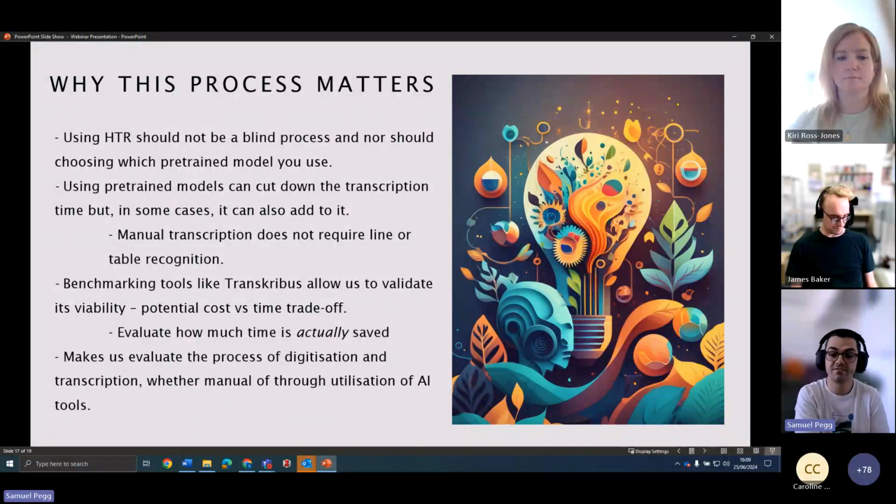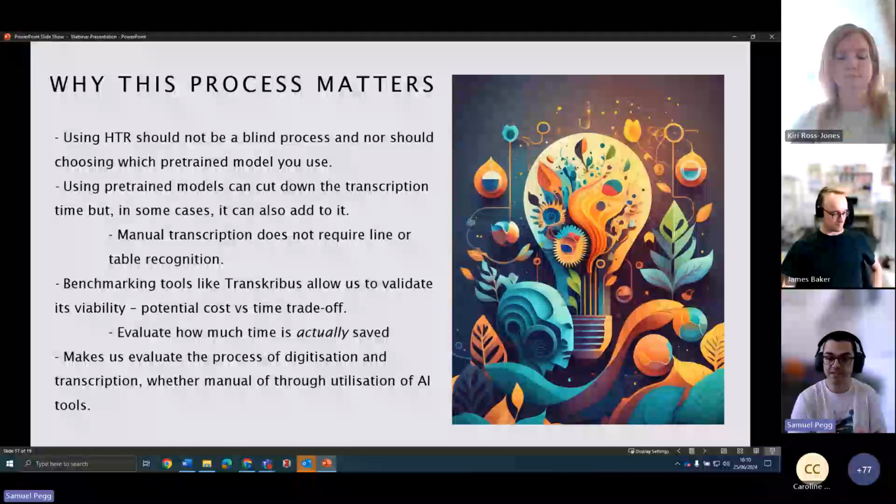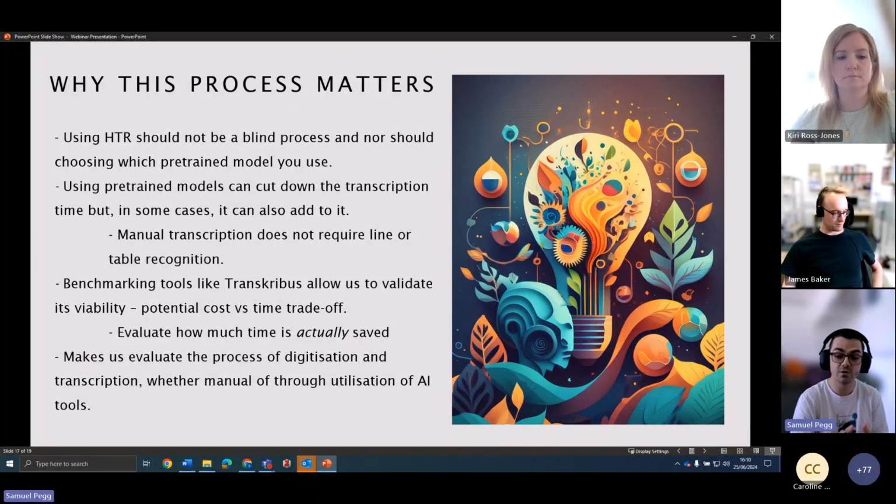But it also makes us evaluate the process of digitization and transcription, whether manual or through the utilization of AI tools. HTR puts stress and requirements on the digitization process, altering it in different ways. We digitize differently depending on what purpose the digitization serves, and so benchmarking also begins to make us think more widely around that as well.